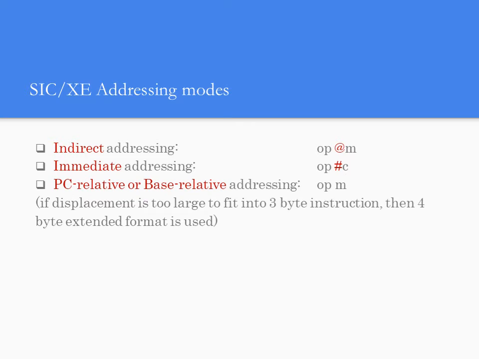Then you have PC relative or base relative. Given an instruction of the form OPM, this can either mean PC relative or base relative. Depending upon the range of displacement, you will distinguish as PC relative or base relative. Again, this is a format 3 instruction. If this displacement cannot fit into 3 bytes, then it is extended to the 4 byte format, which is format 4, you have 20 bits altogether in order to represent the address field.